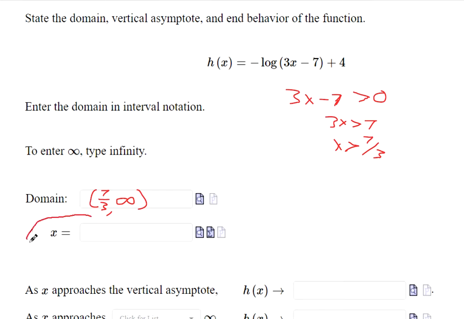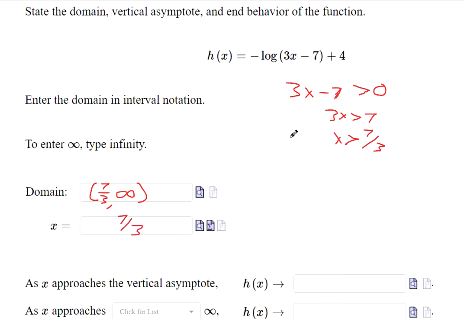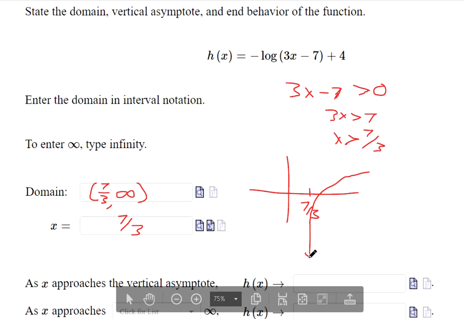It just says x equals here, which probably needs some extra clarification. I think what they want here is the vertical asymptote. Where does the vertical asymptote happen? In the logarithm, it's at 7/3, because if you were to graph this logarithm, you can get infinitely close to 7/3 for the x value, but this is where it starts going to negative infinity. Okay, you never actually reach 7/3.